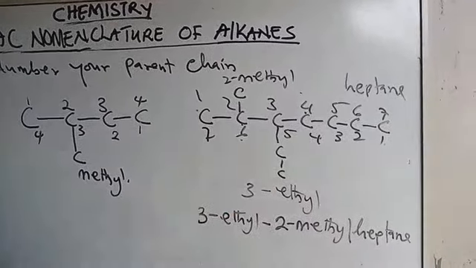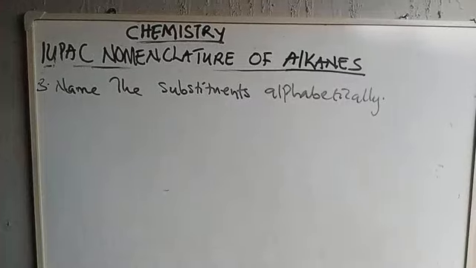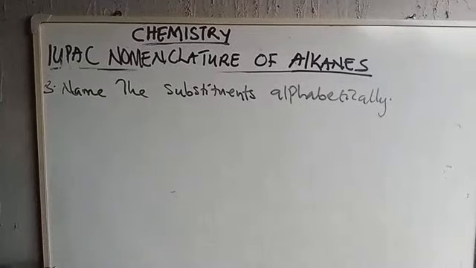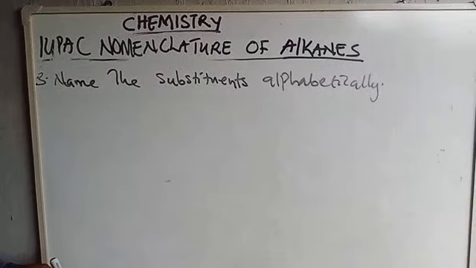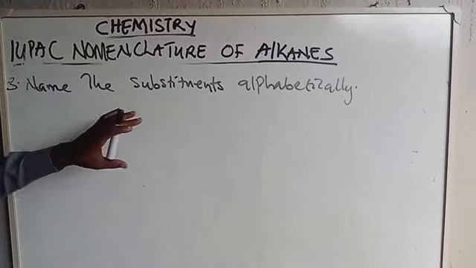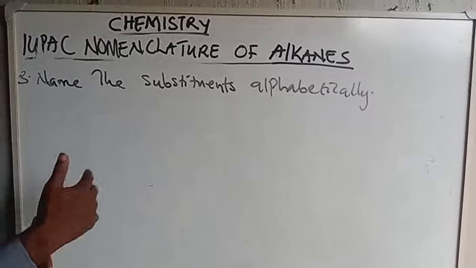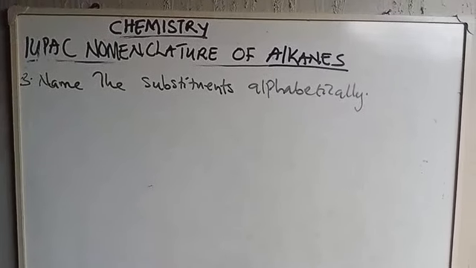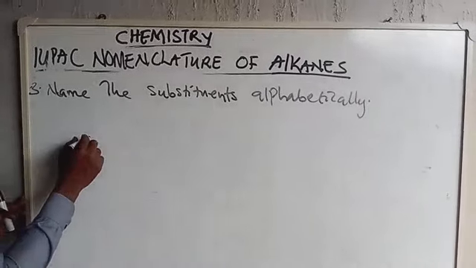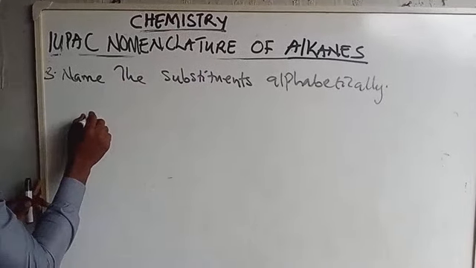So this rule is actually the third rule, so I'll explain it in the next rule that we're going to go into. Rule number 3 is for you to name the substituents alphabetically. So when you have 2, 3 or more substituents, you have to name them alphabetically.